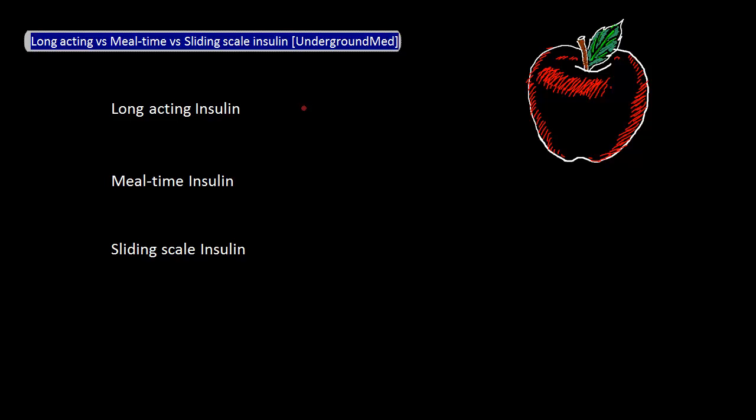What I want to talk about in this video is to compare the three main methods that insulin is given in the hospital and the reasoning behind these, specifically long-acting insulin, mealtime insulin, and the insulin sliding scale. This will only be an overview, and we'll have more videos that touch on each of these topics in more detail hopefully soon. Let's first talk about long-acting insulin.